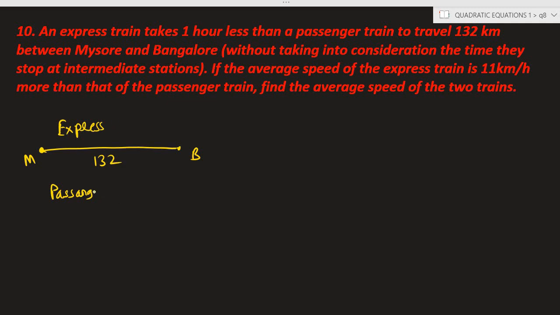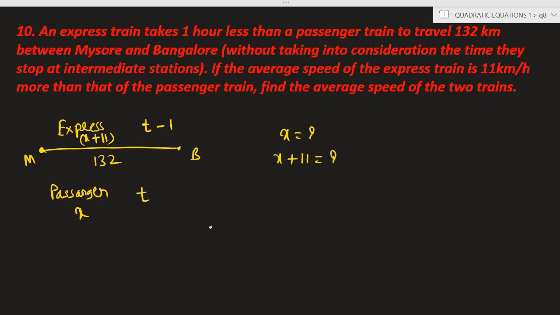Let x be the speed of the passenger train, as given in the problem. If it is taking t1 time, the other is taking t minus 1 hour, 1 hour less. And also, the average speed of the express train is 11 kilometer more than the passenger train. Find the average speed of the two trains. That is, he is asking x is equal to question mark, x plus 11 is equal to question mark.